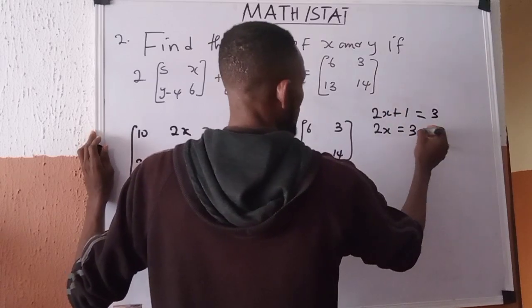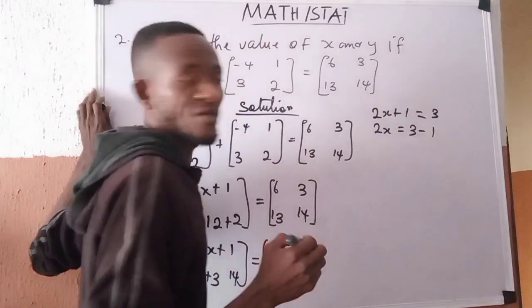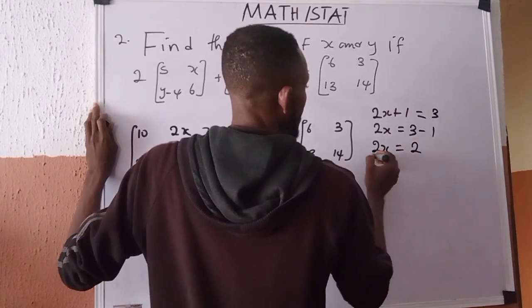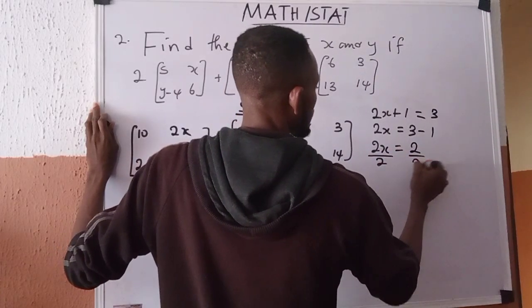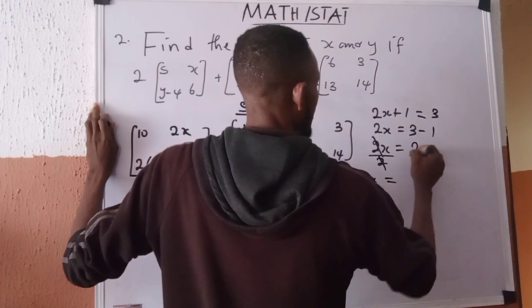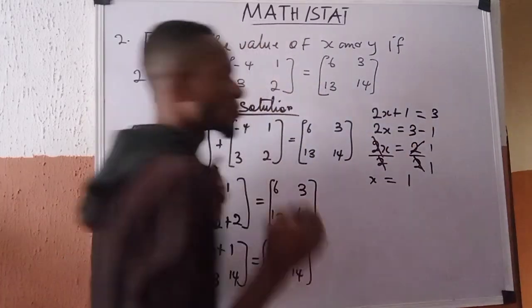If this is true, I'll have 2x equals 3, this one coming over here minus 1, so that I'll have 2x equals 2. Then all over 2, all over 2. This and this is gone, and x equals 1. So x equals 1.